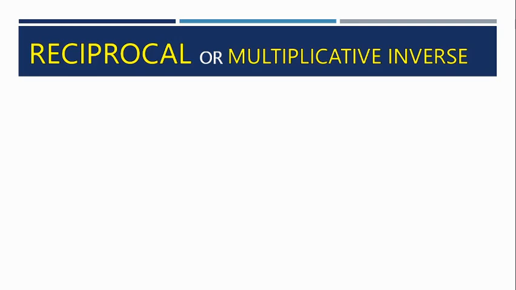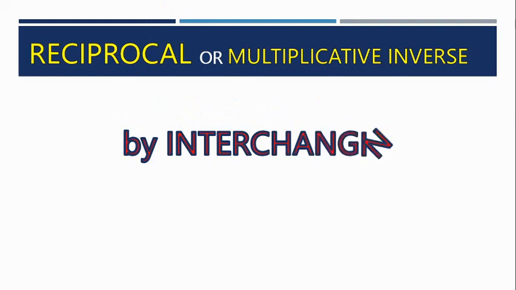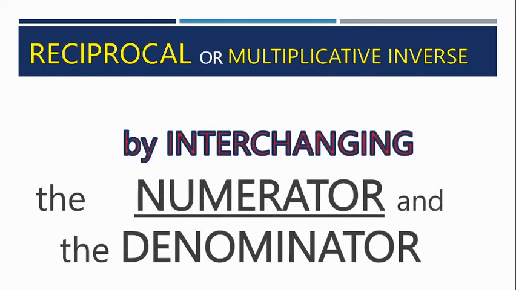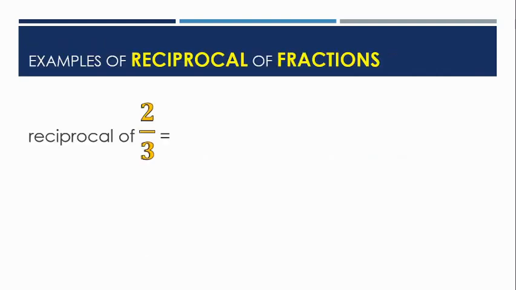Okay, when we say reciprocal, or another term is multiplicative inverse, it is actually simply interchanging the numerator and the denominator. Meaning, when you get the reciprocal of a fraction, the denominator goes to the numerator and the numerator goes to the denominator. So here are some examples on how to do the reciprocal of a fraction. When we get the reciprocal of 2 over 3, we just have to interchange the numerator and the denominator. So 2 will go to the denominator and 3 goes to the numerator. So it will be 3 over 2.